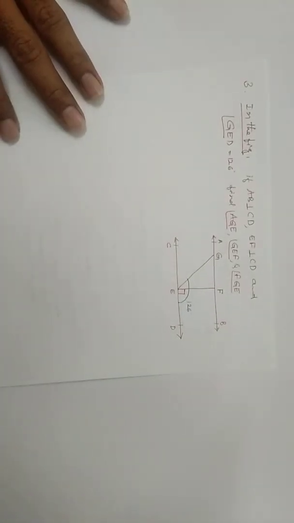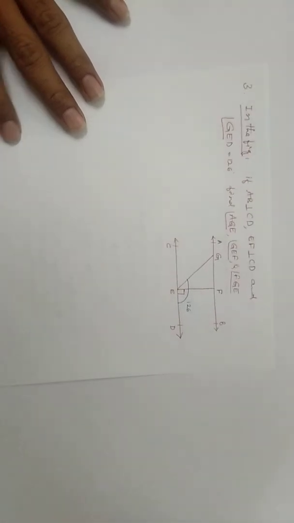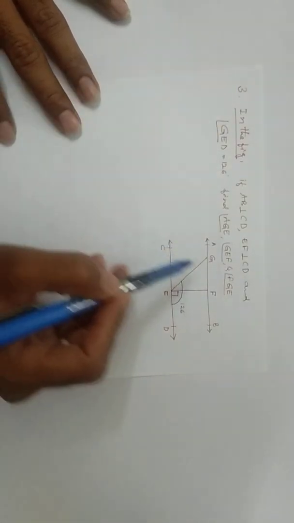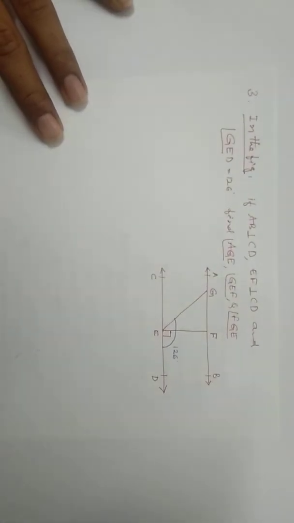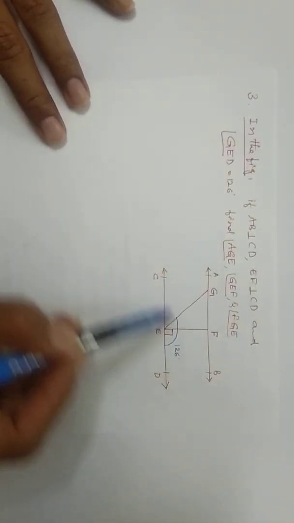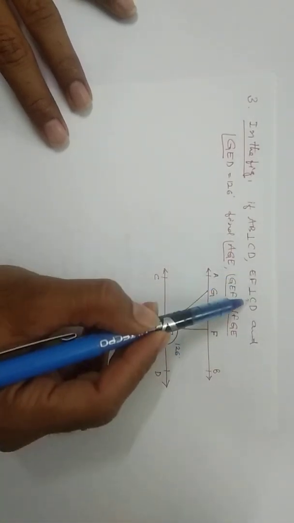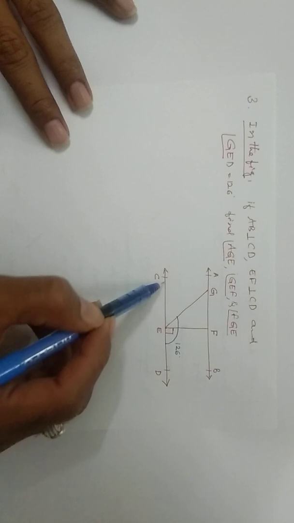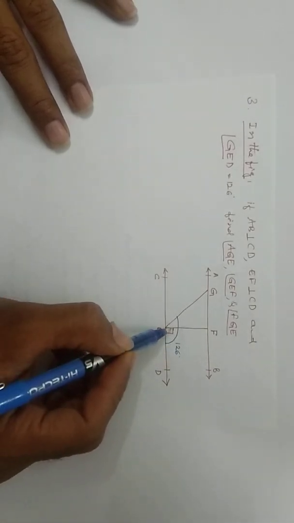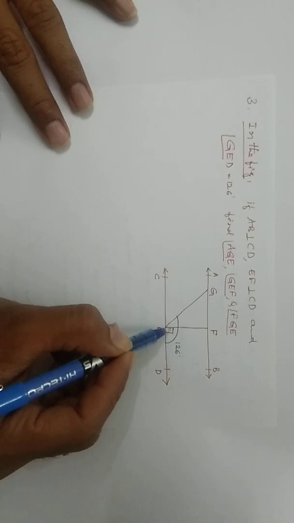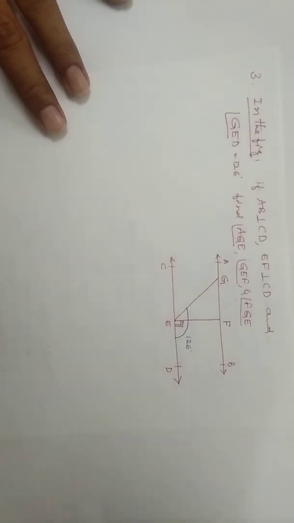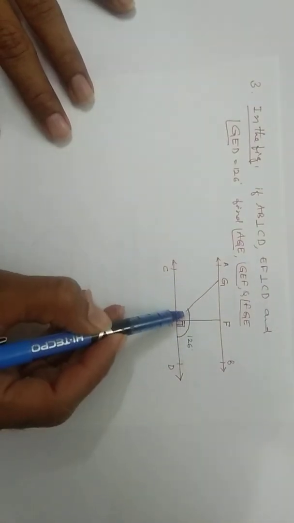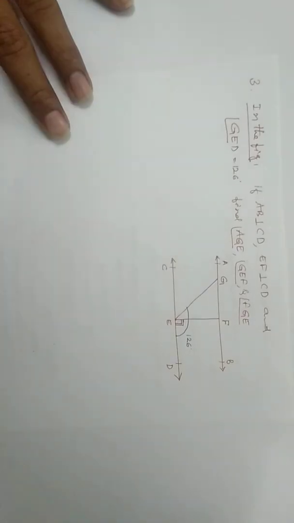Yes, dear students, here we have the third question in the same exercise 3.2. The question says: in this figure, AB is parallel to CD, and EF is perpendicular to CD. So we have to notice that this angle will be exactly 90 degrees. And the big angle GED is given, that is 126 degrees.